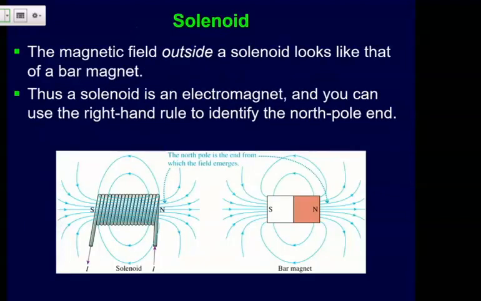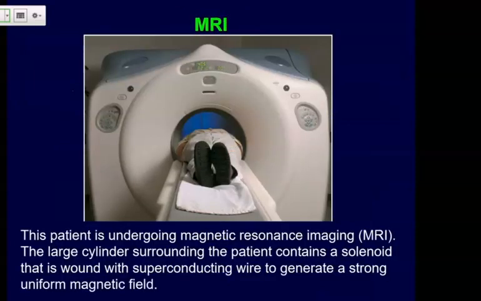Right, and so here, the magnetic field outside a solenoid looks like that of a bar magnet. If you look at them, it looks the same as a bar magnet. And if we're doing anything in class with magnetic fields, we're almost always using a solenoid or some kind of wired loops, because you can control it more easily than you would the bar magnet.